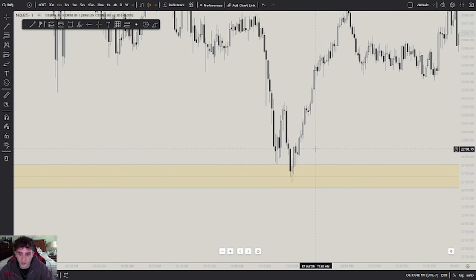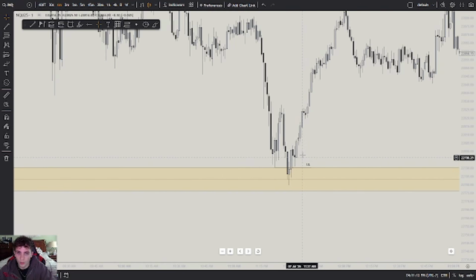Obviously, it's not always 100%, so we could still reverse at this point. So that's the first reasoning for why this low here is an unprotected low. So going into the second step now, it would be some type of lower time frame or mid time frame entry trigger.